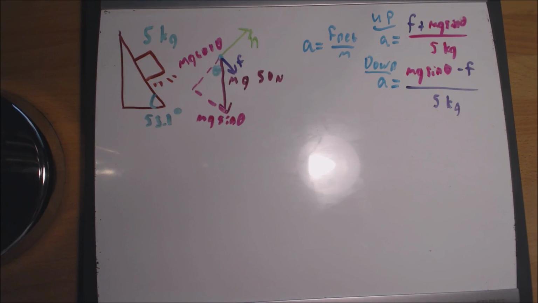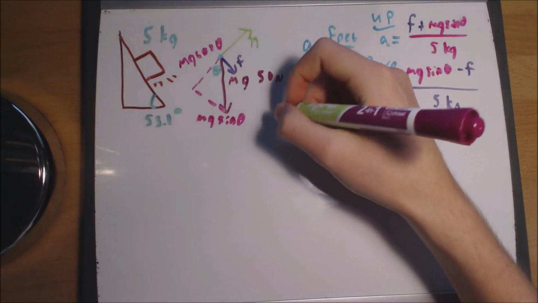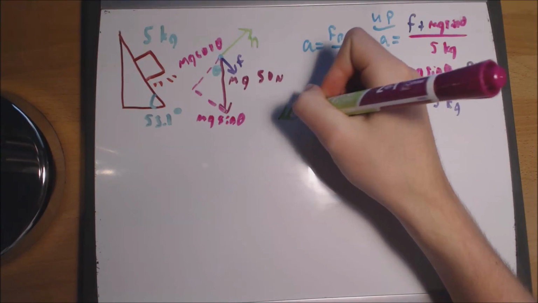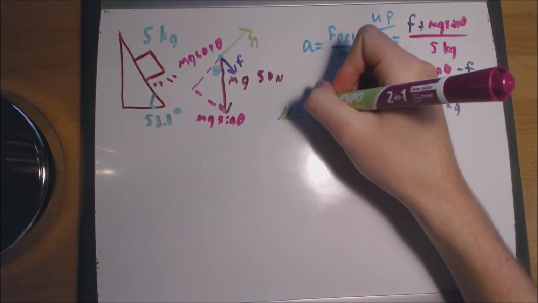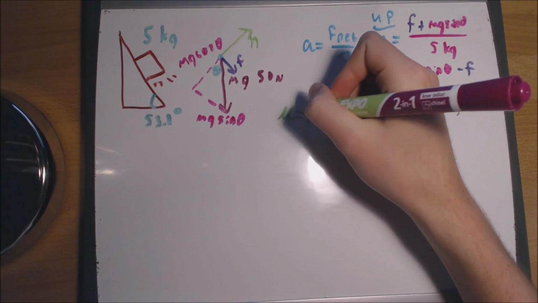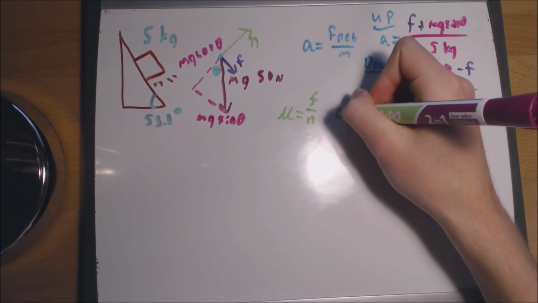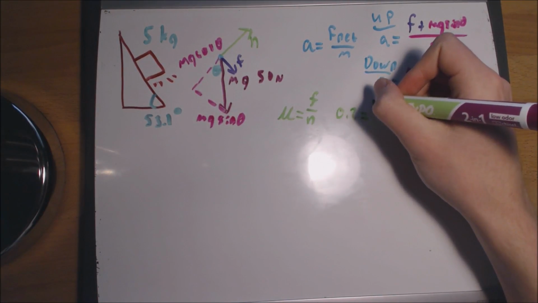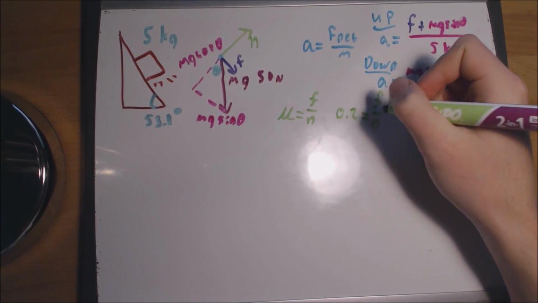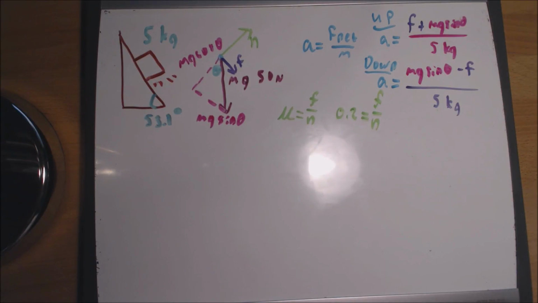What they're telling us here is that mu, our symbol we use for the coefficient of friction, is going to be equal to F over N, and they're just telling us that the whole situation is going to be 0.2 newtons is equal to that. So that's cool. And we want to calculate the acceleration of the block on the way up the ramp.